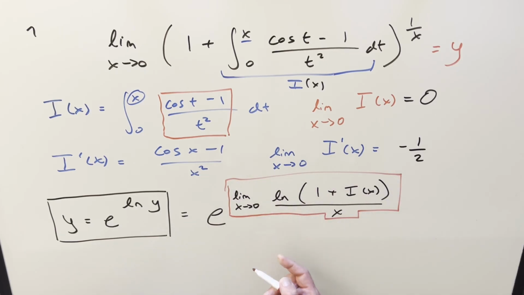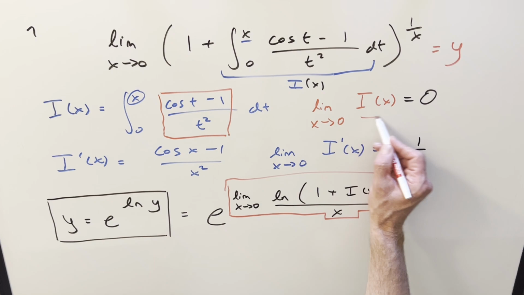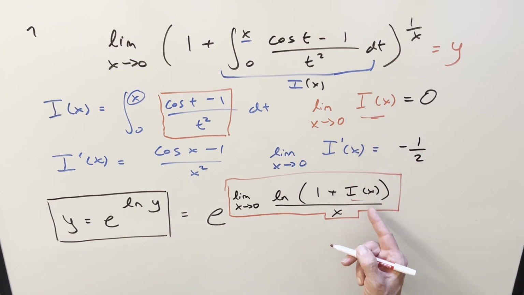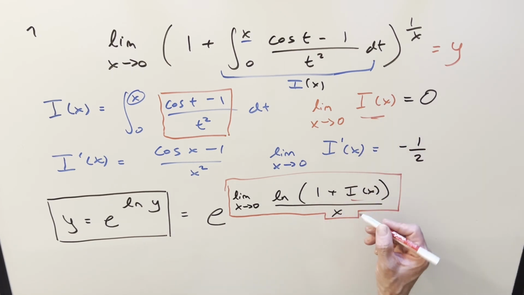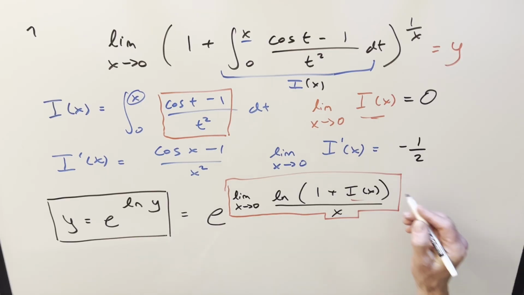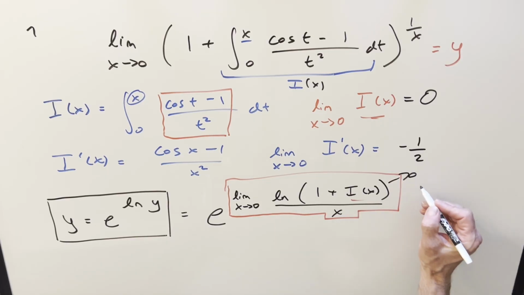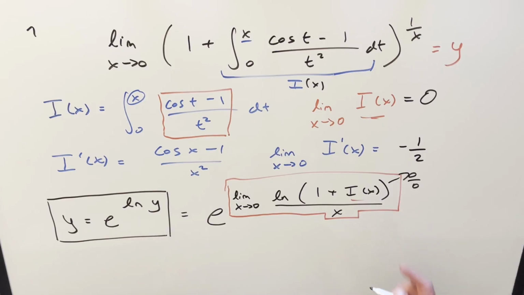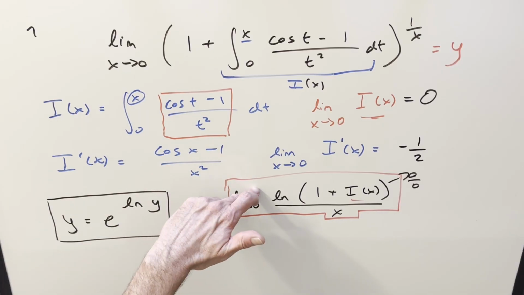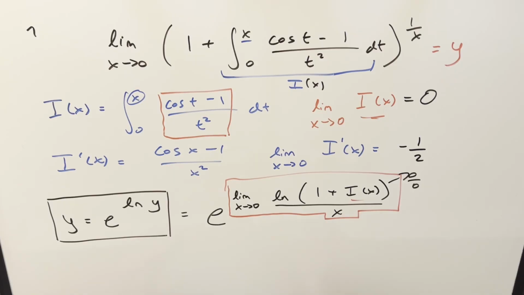If you plug in 0, we're dividing by 0, that's not great. If you evaluate this thing at 0, well, we found over here that the I of x value is 0. So the numerator becomes natural log of 1, and so the numerator is going to 0 as well. So again, we have a 0 over 0 situation. So again, let's use L'Hopital's rule on this thing. Taking the derivative of numerator and denominator, we'll just focus on the limit right now.